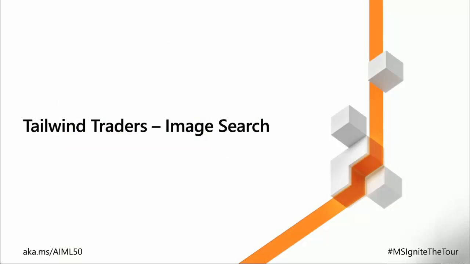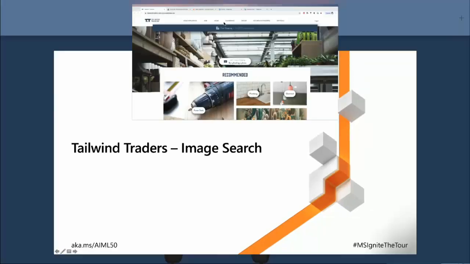Now, Tailwind Traders, who you may have heard of a few times at this event, is a hardware supply company. They provide hardware devices like hammers and wrenches and all of that kind of hardware to the general public. And they have an online store. Now, one of the features on their online store uses machine learning. It uses an AI technique for image search.